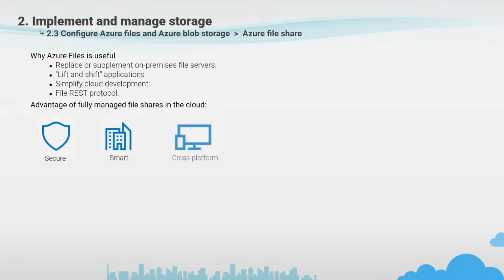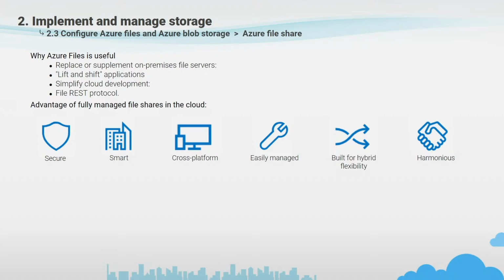Cross-platform because you can mount your Azure File Share on Windows, Linux, or macOS. The most important is easily managed. You can deploy file share without having to manage hardware or operating system deployments. It's flexible because you can access your data from where you want to using SMB, REST, or even on-premise with Azure File Sync. Harmonious, easy migration of file share dependent applications to the cloud.